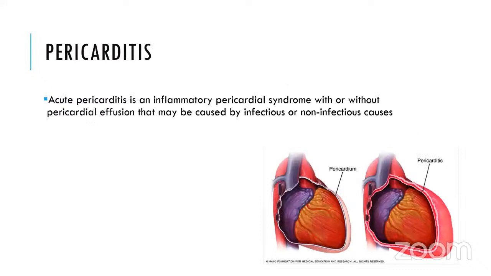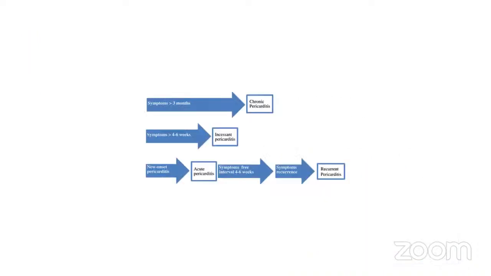Now, moving on to pericarditis. Pericarditis is inflammation of the pericardial sac, and it can happen with or without effusion, and it may be caused by either infectious or non-infectious causes. It is usually classified into either acute, recurrent, incessant, or chronic. Recurrent pericarditis is when a patient has acute pericarditis and then has a period of 4 to 6 weeks of remission, and then the symptoms recur. Incessant pericarditis is when the patient has symptoms for more than 4 to 6 weeks, and chronic pericarditis is usually classified after a patient has been having symptoms for more than 3 months.